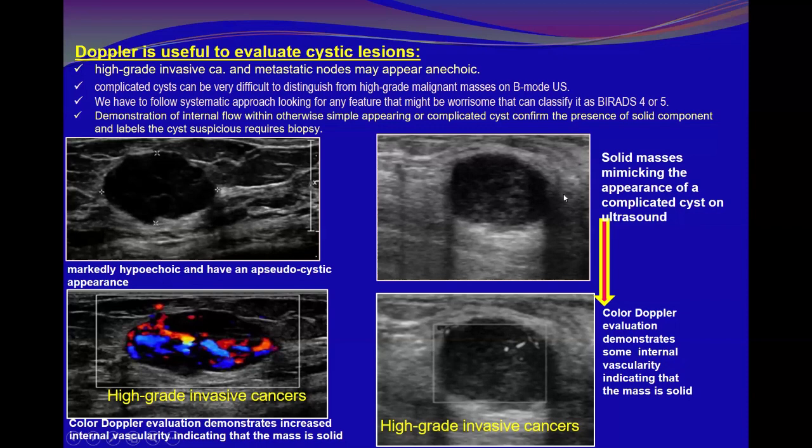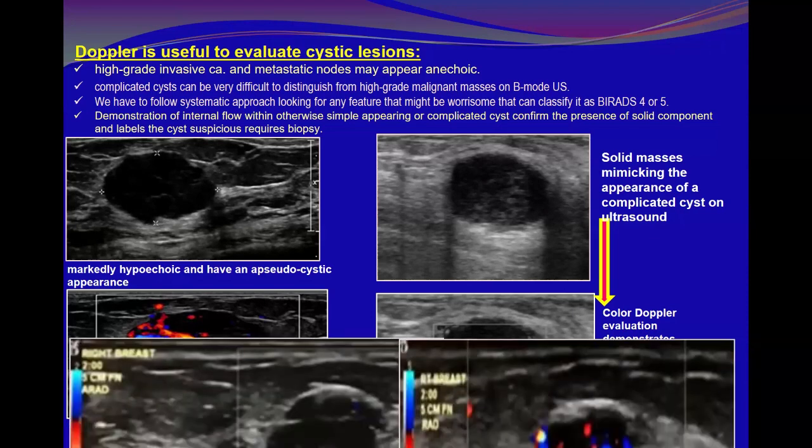Even if it is negative, we should not pass it as benign, okay? Because the margins are indistinct, and the margins demonstrate an angular margin here. So the margins are morphologically suspicious, and color Doppler makes it highly suggestive of malignancy. Presence of internal flow within an otherwise simple-appearing or complicated cyst confirms the presence of a solid component and makes it suspicious, warranting biopsy.